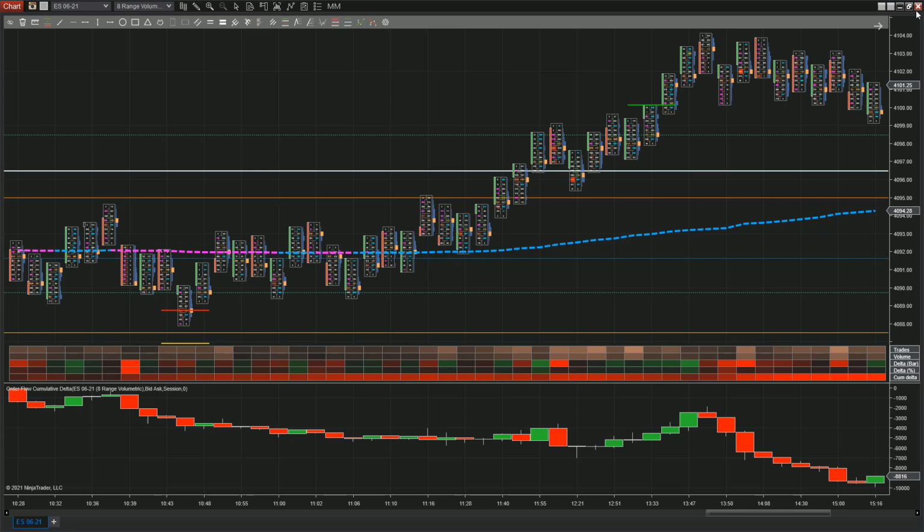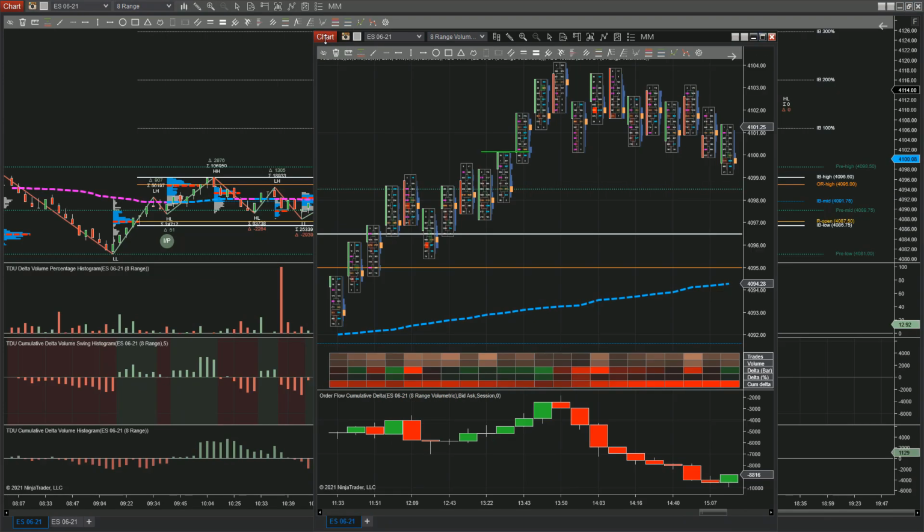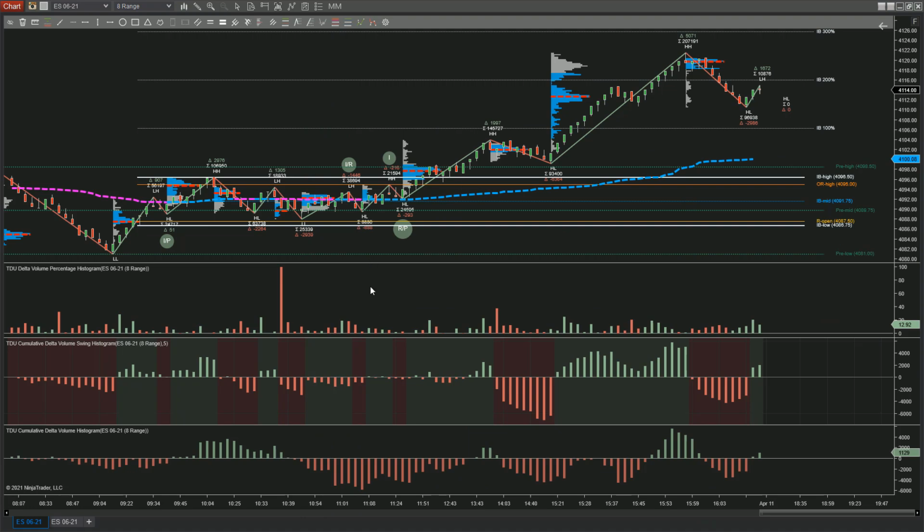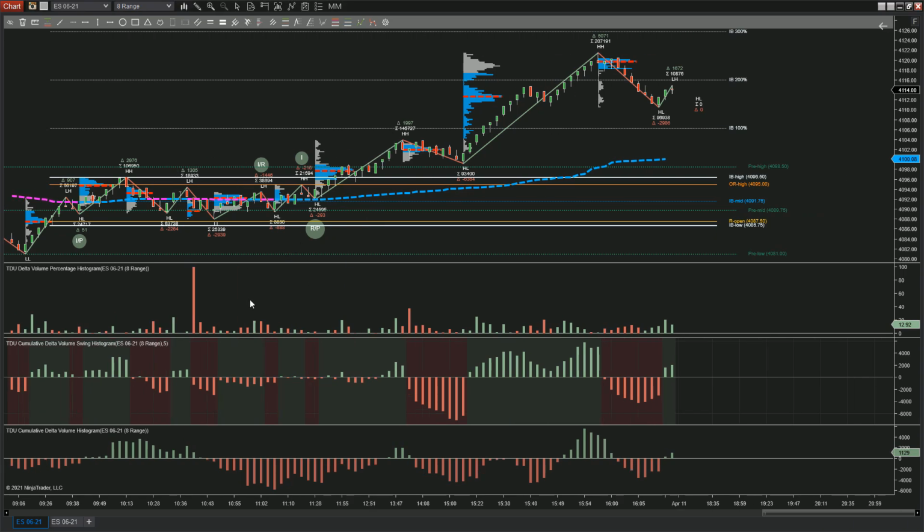So having given you the context here, let me show you this. And of course, we're going to look at the individual components here one at a time, and this is literally exactly how I trade it. This is my template as I trade it.